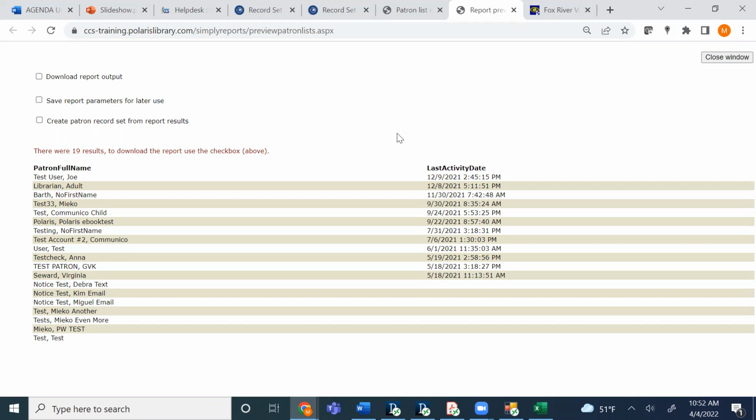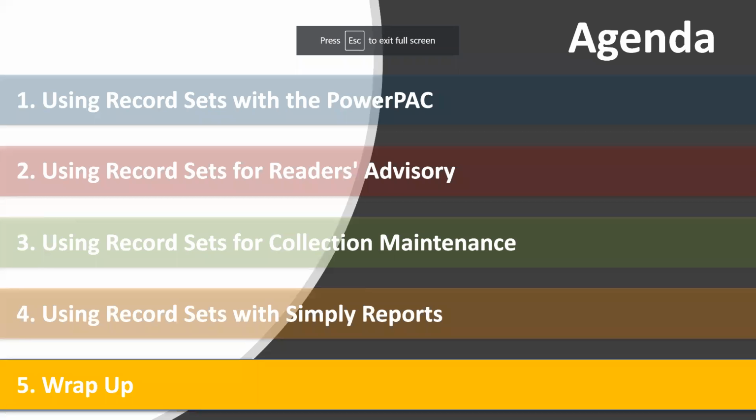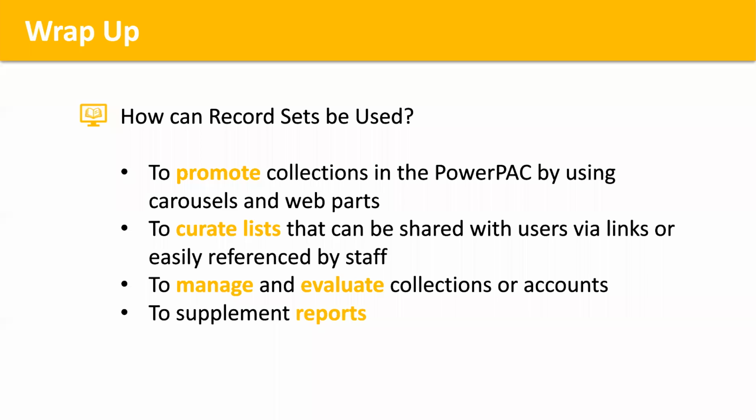So again, Record Set will allow you to group together a very focused set of records. And then you can take that record set and add layers of data using simply reports. Okay, so we have looked at a number of ways that record sets can support staff with the Power Pack, with Reader's Advisory, collection maintenance, and how they can supplement your reporting needs. So in these examples, we've looked at a variety of Polaris tools and functions that you already have access to that you can use when working with record sets.